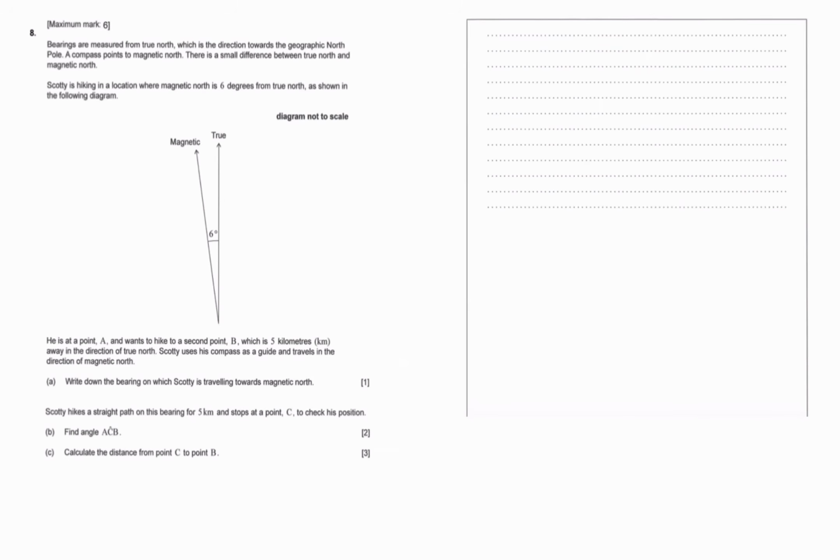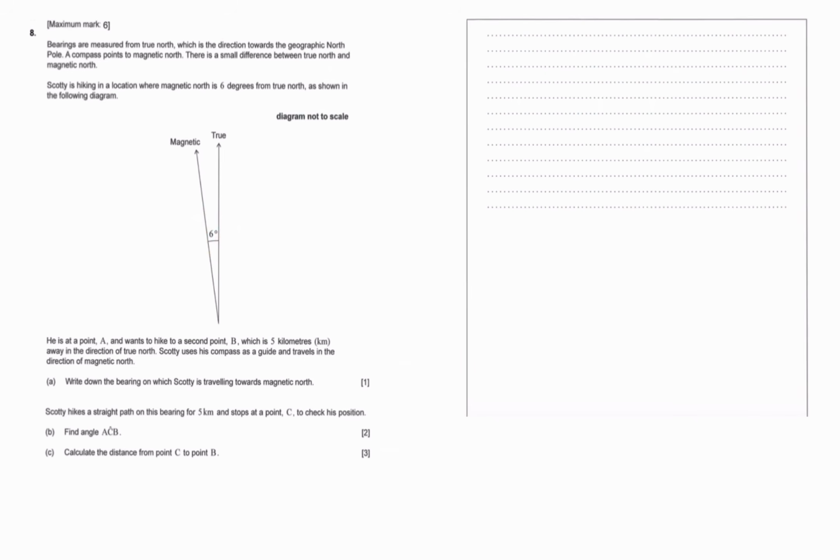So this question is an angles and bearings question, but it's a little bit contextually driven, so it is a little bit complex to understand initially. We're told that bearings are measured from true north, which is the direction towards the geographic North Pole. However, a compass will always point to the magnetic north, and that's a small difference. We're told here that it's 6 degrees different in terms of where they're pointing.